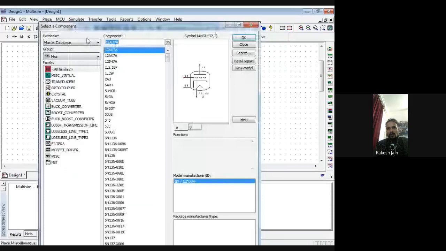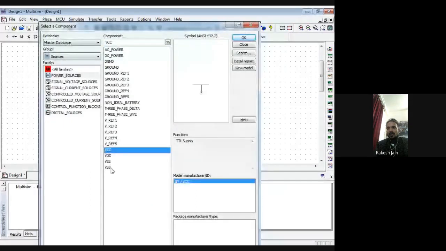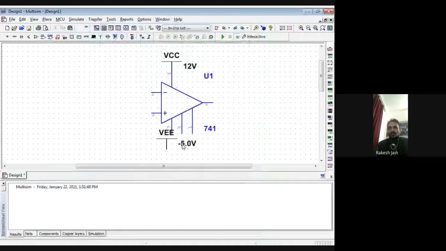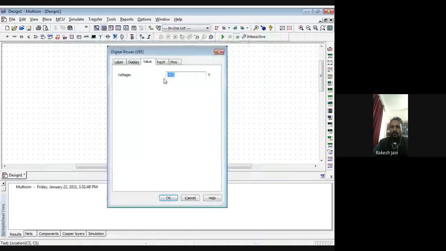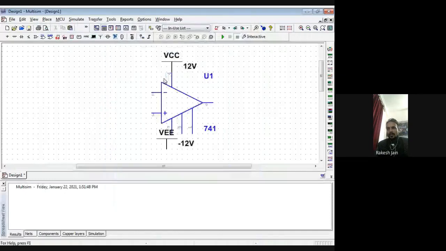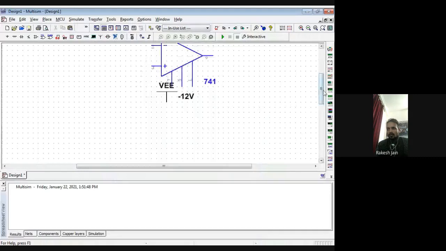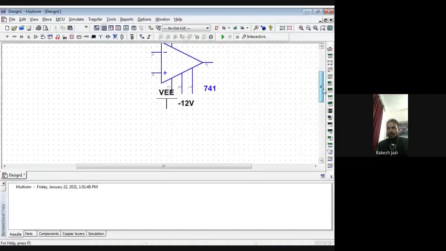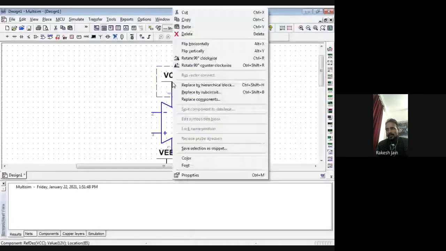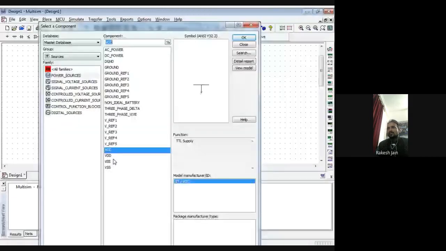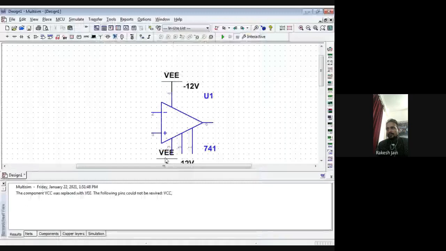This bottom side source will be my VEE, that is denoted by VEE. Then it will be minus 12 volts. So I just changed it from minus 5 to minus 12 and then connected it with the fourth pin, because it is a 4 number pin. So instead of this, I just right click and replace the component by VEE. Okay, now it is minus 12 volt.